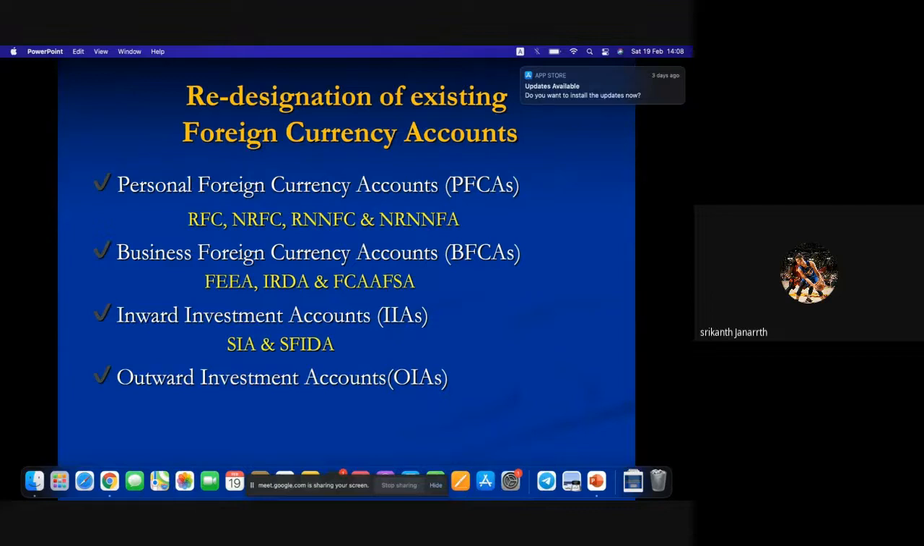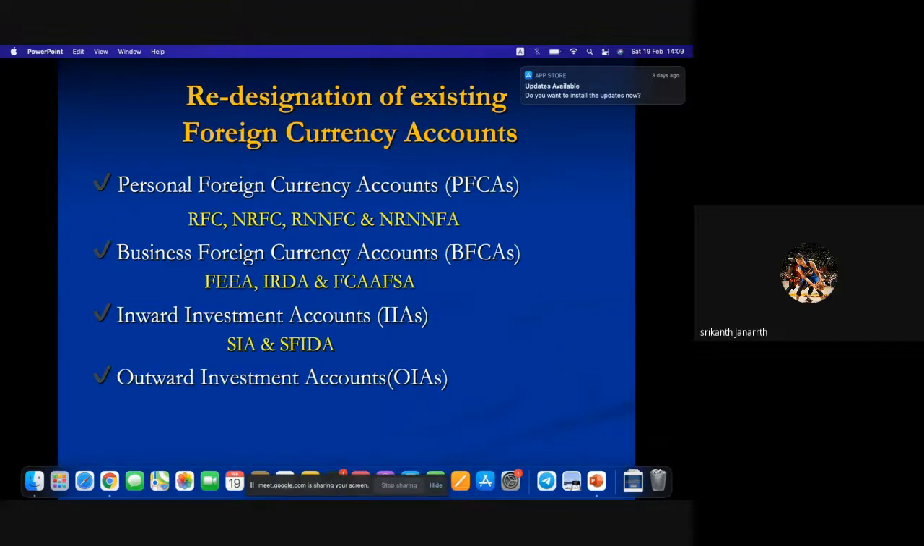An individual person can open a personal foreign currency account. Even an individual person and any business can open a business foreign currency account if they are earning foreign exchange, right? Then there are 2 other accounts, the inward investment account. That means people who want to invest into Sri Lanka. Earlier, there were 2 different accounts, the security investment account and the special foreign deposit account. These 2 accounts merged together and are called the inward investment account. Then there is another account they introduced, the outward investment account. So these are the major categories of account, 4 types of account.